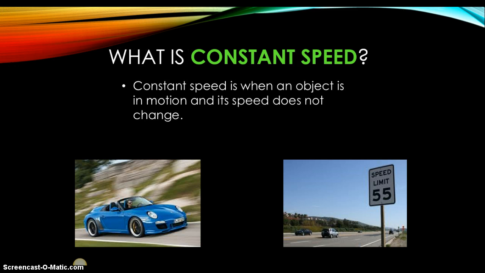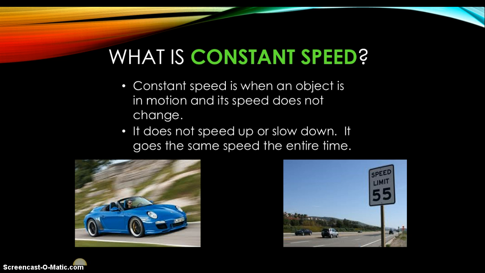Constant speed is when an object is in motion and its speed does not change. It does not speed up or slow down. It goes the same speed the entire time.